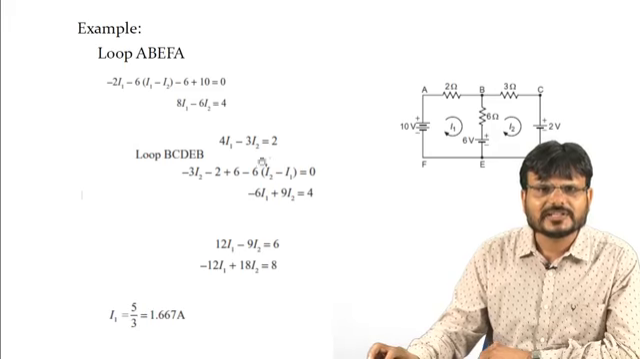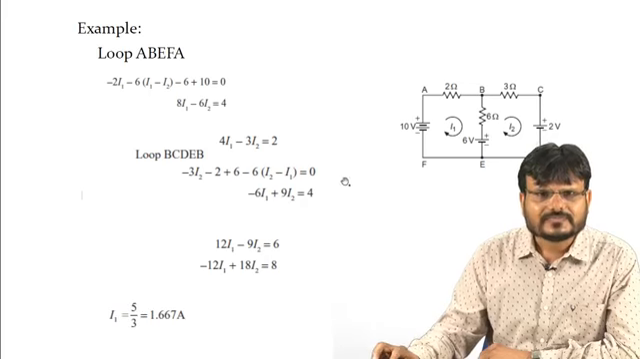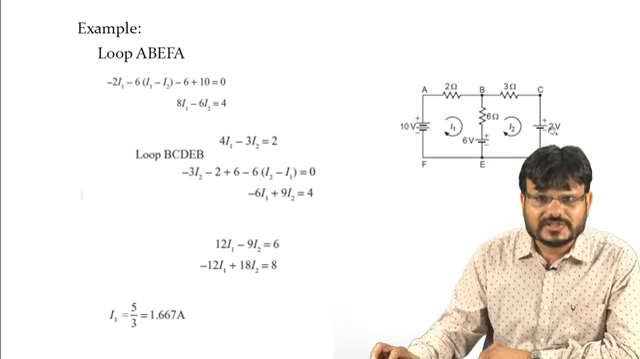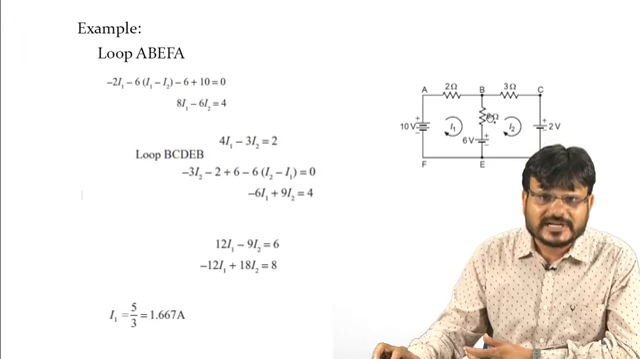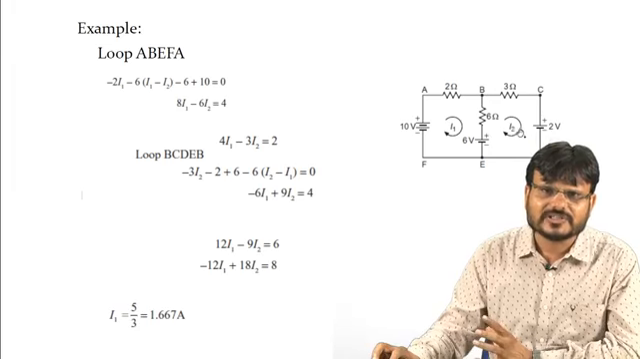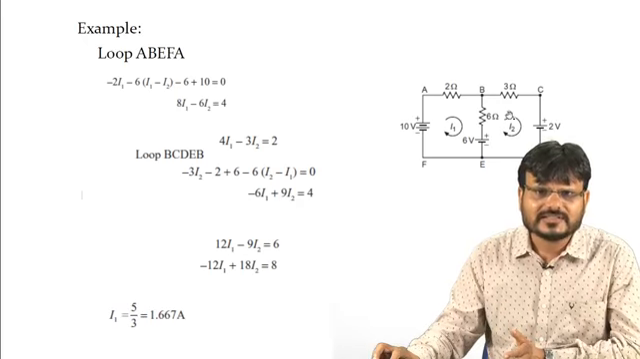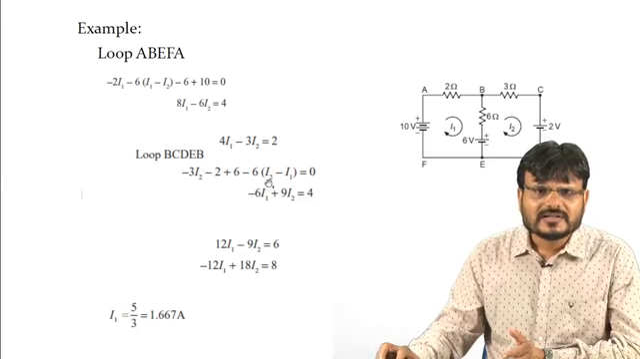Now just apply the KVL in B, C, D, E, B. Here you can see the current I2 is flowing in this direction, so there is a drop of minus 3 into I2. Again there is a plus 2 minus, so it can be written as minus 2. In this particular branch, there is a 6 ohm resistance, and the net current is what? I2 minus I1. We are assuming this I2 current is more than I1, so of course the net current will flow in the upward direction. So there will be a drop due to this 6 ohm resistance, written as minus 6 multiplied by (I2 minus I1).